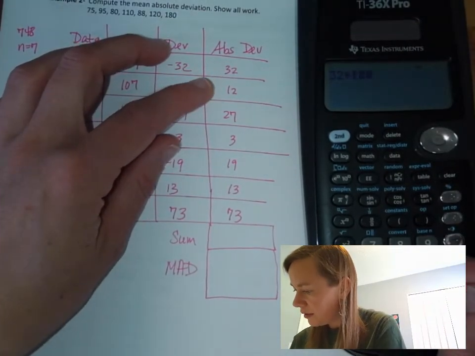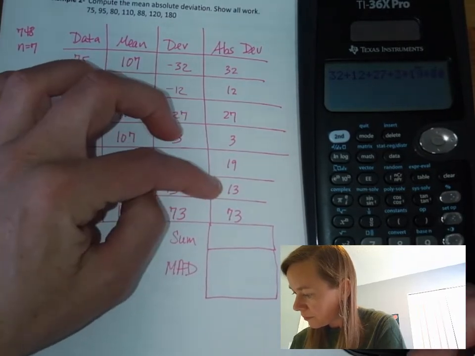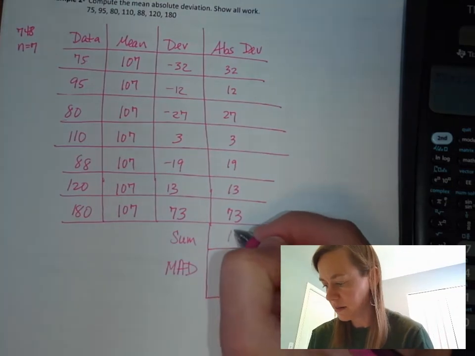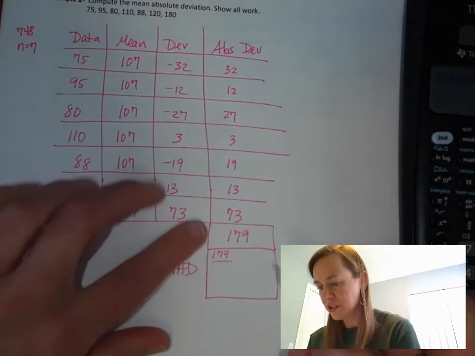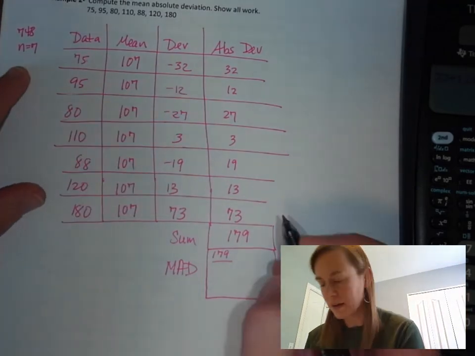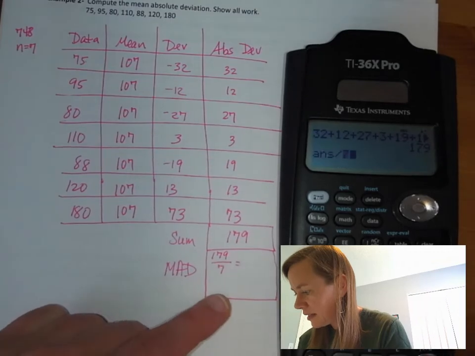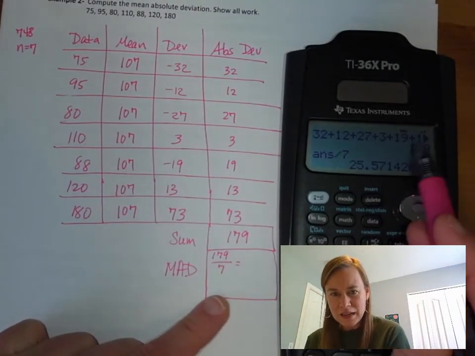32 plus 12. I got 179. And we have to just now divide that number by n, which hasn't changed. You can count them up again, but we have it written down over here. It was 7. So 179 divided by 7 gives us 25.6. We'll round that 5 up.